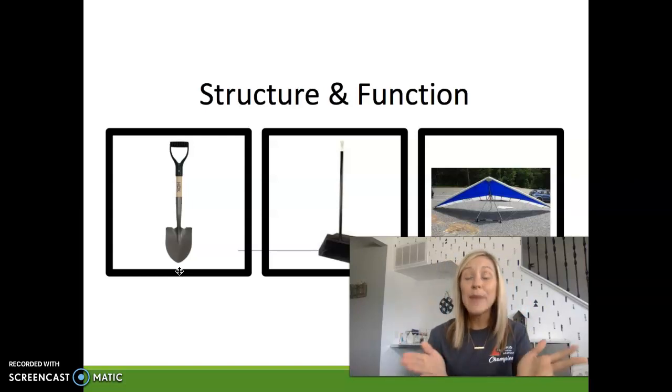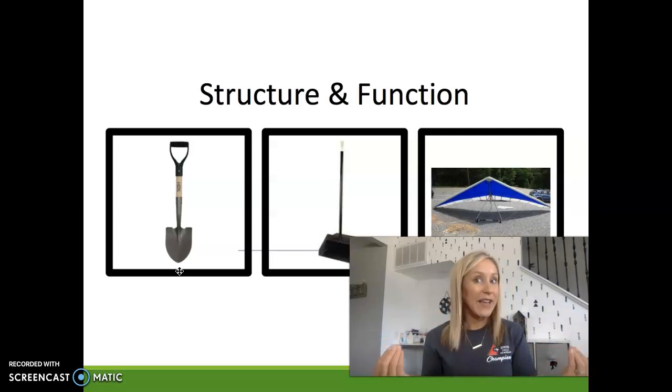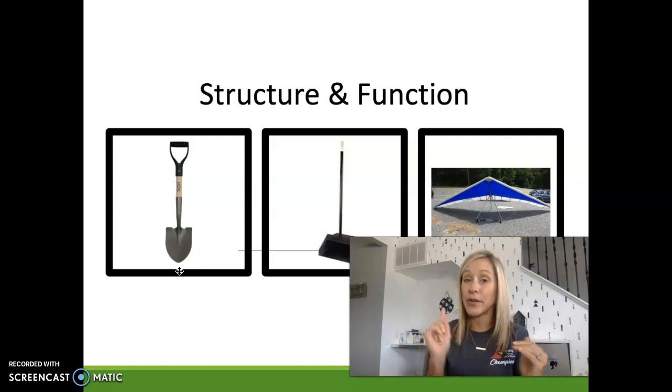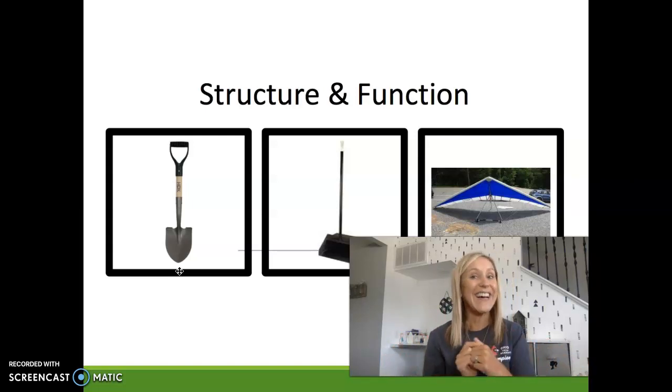You see, the shape of that shovel is an indicator of what it is used best for. Now, I could use that flat shovel all day long, which I have tried, embarrassingly enough, and it didn't work out as well. But the structure and the function of that shovel end are related.